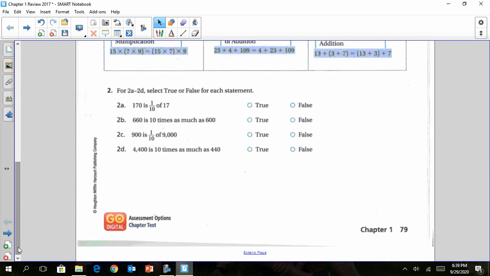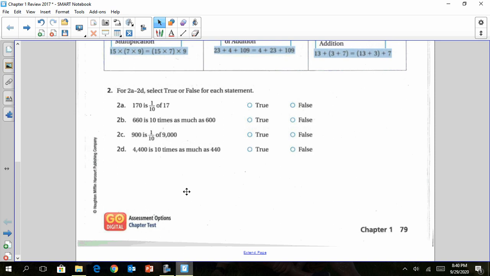Question number 2 down at the bottom is from lesson 1.1, talking about 10 times more or 1/10 of a number. Now remember, when we want 1/10 of a number, we mean 10 times less than that number, which means we would be removing a 0 from that value. If we want 10 times as much as, we're talking 10 times bigger, so we are adding an extra 0. So we're going to go through these and look at them. Are they true or false?